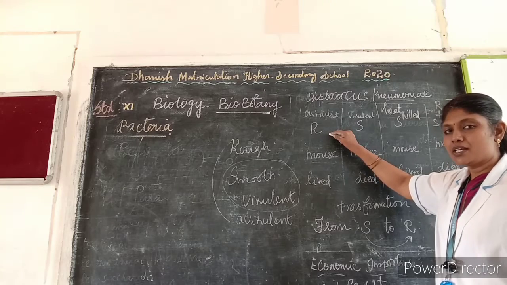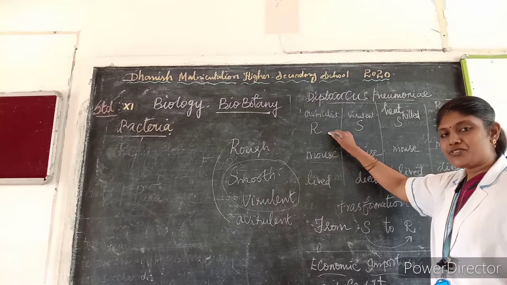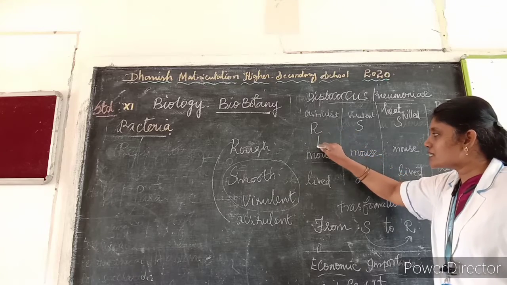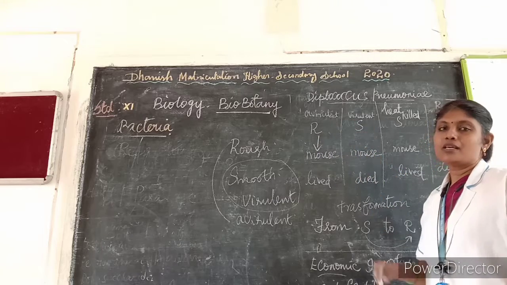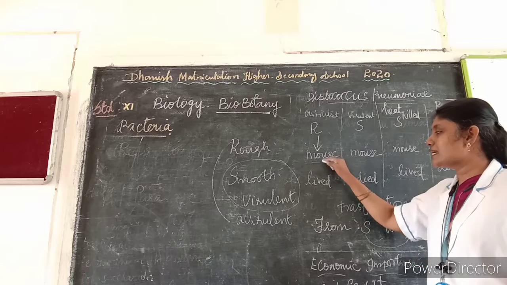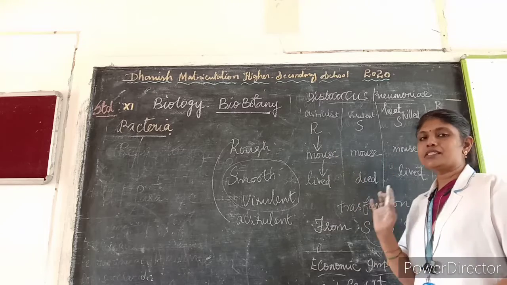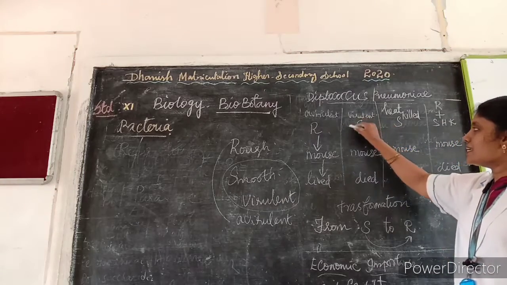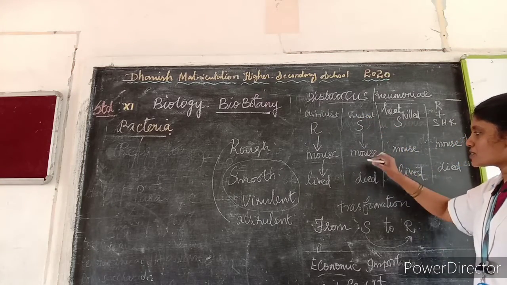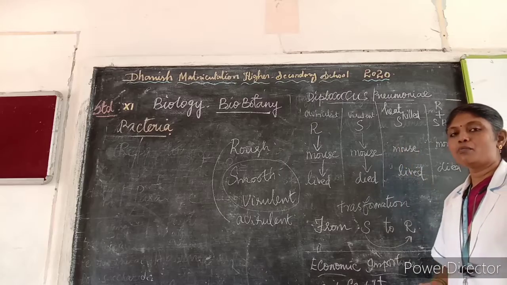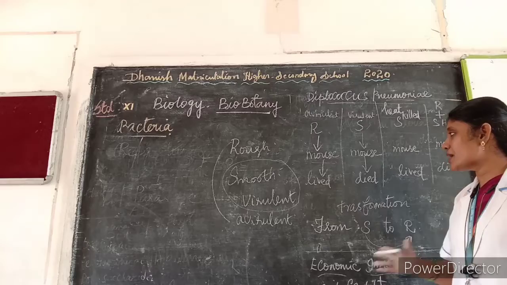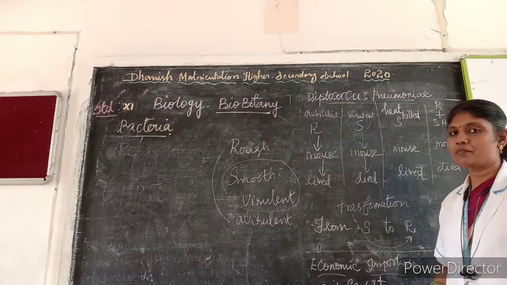This Diplococcus pneumoniae bacteria, the avirulent strain, that is the rough strain. Strain means a type. The R-type bacteria is injected into the mouse. Nothing happened to the mouse. It lived its life without any defects. The virulent strain was injected into the mouse and the mouse died, because of its virulence, it affects the body and makes the organism die.